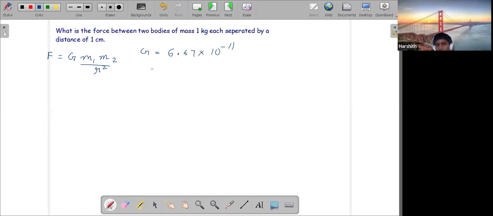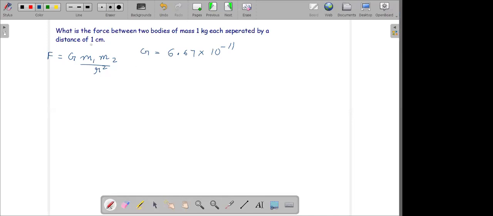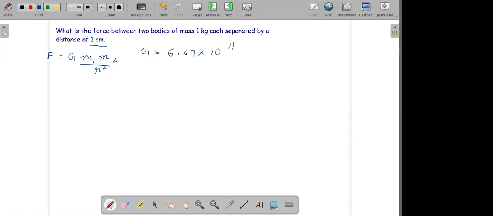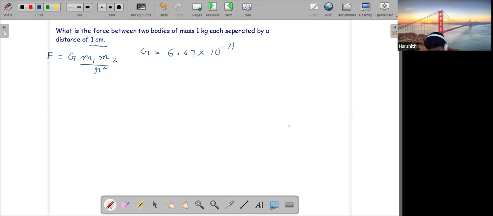Sir, actually, I think it's the value of the answer also because 1 into 1 equals 1 by 1 squared. But this one is in centimeter. Convert it to meter. So it's 1 by 100. So I got 6.67 into 10 to the power minus 11 by 100. No, not by 100, by 10,000. Sir, we will get the answer as 6.67 into 10 to the power minus 15.